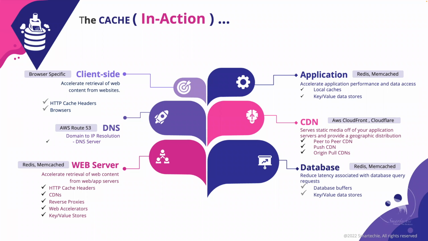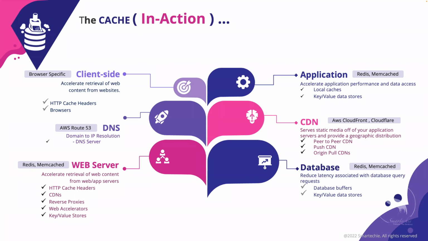The other one is the web server. Caching can be used on the web server side of the house. It also helps to retrieve web content and web apps much faster. Redis and Memcache, the tools available in the market, can provide those facilities for web servers. It also deals with HTTP cache headers, CDNs, reverse proxies, web accelerators, and key value stores.